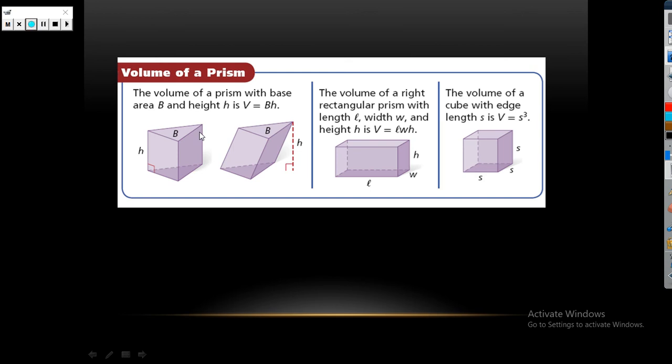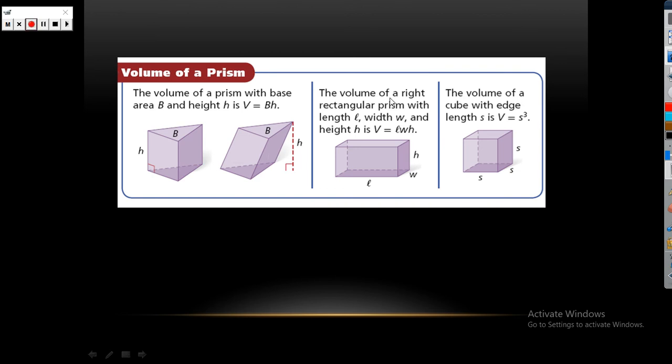Okay? Now, the first thing is the volume of a prism. The volume of a prism with base area B and height h is V equals B times h. So, the base area times the height.